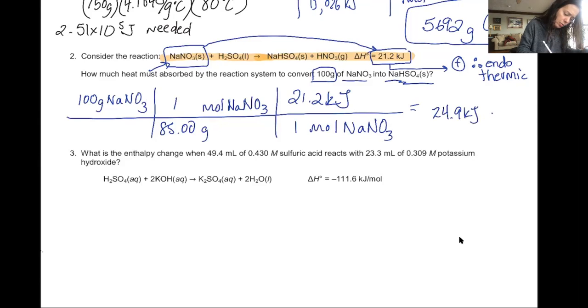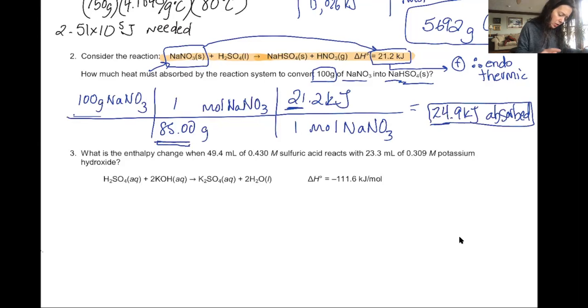kilojoules absorbed. I always ask myself, does that make sense? And it does, because 85 grams produces 21, so, or needs 21. So 100 grams needs a little bit more heat.